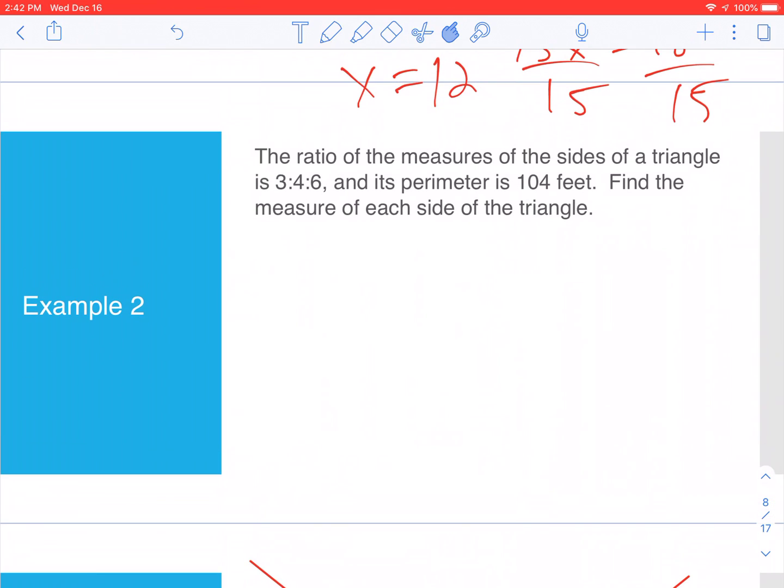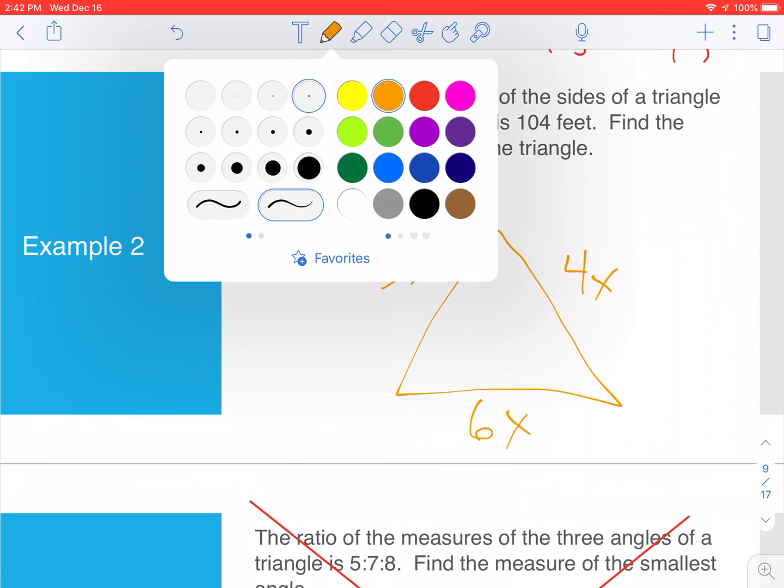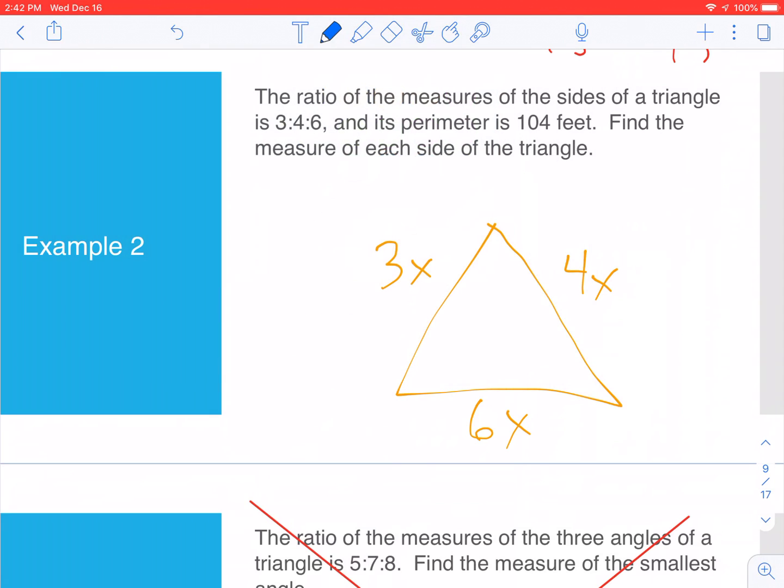Another type of problem we do is perimeter. Now, perimeter, here's my triangle. It says 3 to 4 to 6. Well, we're going to call these sides 3x, 4x, and 6x. But what do they add up to? They all add up to 104. So the problem is 3x plus 4x plus 6x equals 104. Make sure you're not using 180 here. And we do 3 plus 4 plus 6, we get 13x equals 104.